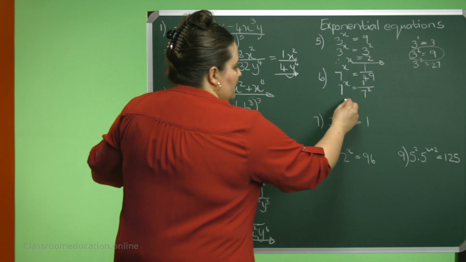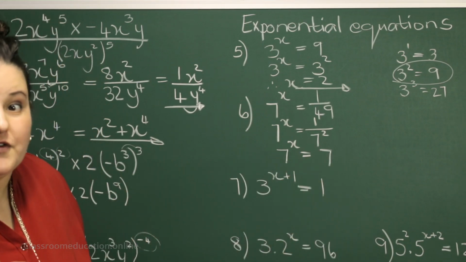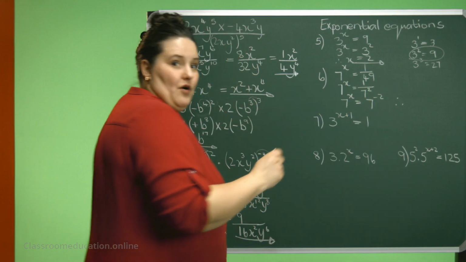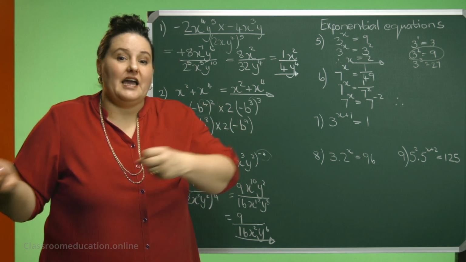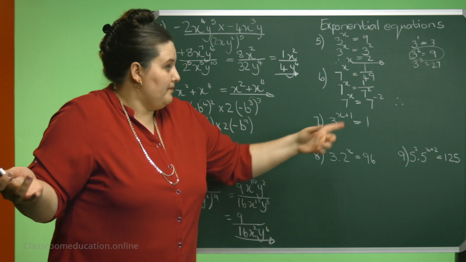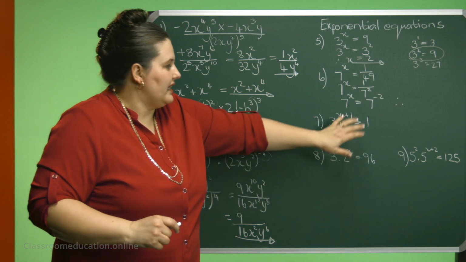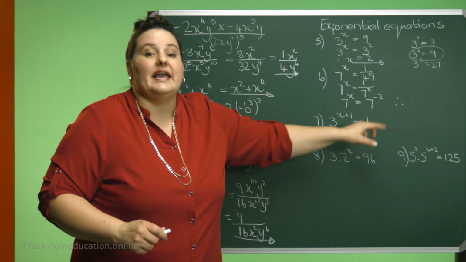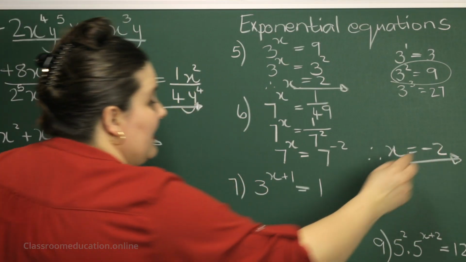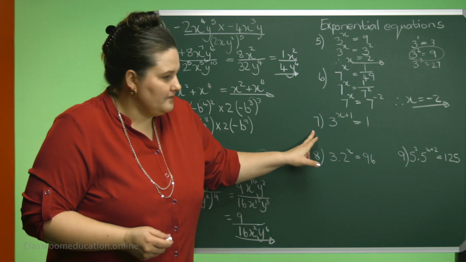Let's have a look. So 7 to the power of x equals 7 to the power of -2. And now I have one term on the left-hand side and one term on the right-hand side, and they're the same bases. So what can I do with my bases? I can ignore them and I can only write x equals -2. Therefore, x equals -2.